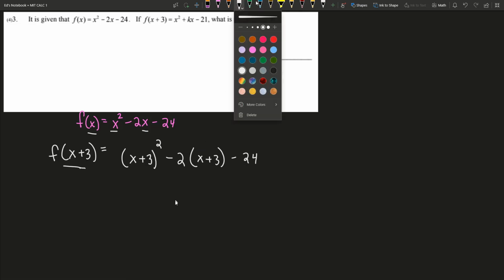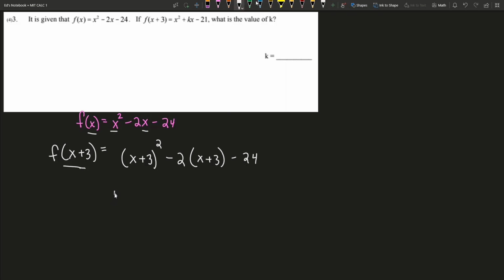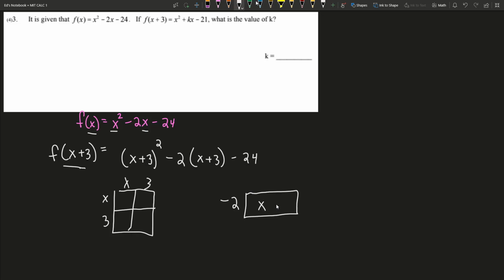So if you wanted to set this up, you're going to have the box method of foiling x plus 3 and x plus 3. And then this would be -2 times x plus 3. I'm going to put that up here for the box method. And then minus 24 is way at the end. So you would distribute all this and combine like terms, and you might get an answer. Pause the video and try it yourself.